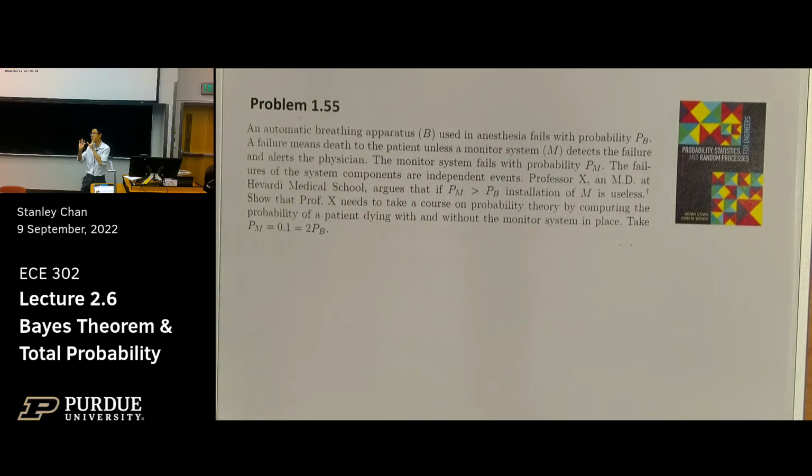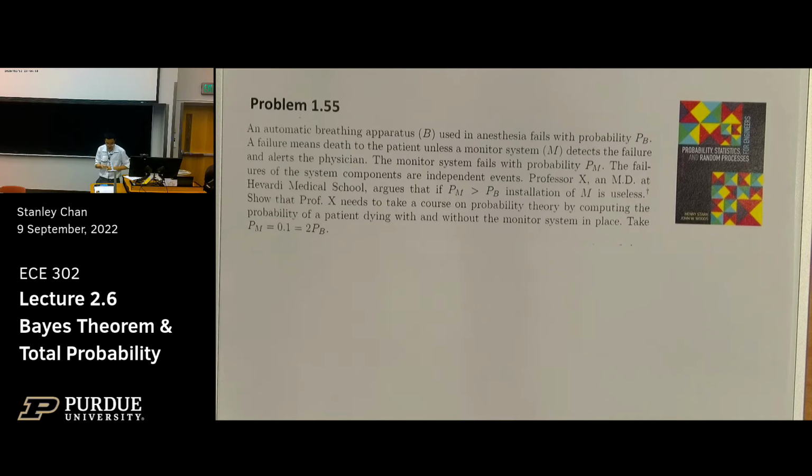Okay, so now there are two parties in this game. There's an apparatus, B, and that has certain probability of failure. And then there's a monitoring system. When will the patient die, according to the statement here? Yes, if the apparatus fails and your monitor system is not alerting the physician. So both B fail and M fail. Okay, then the patient will die, according to this scenario.